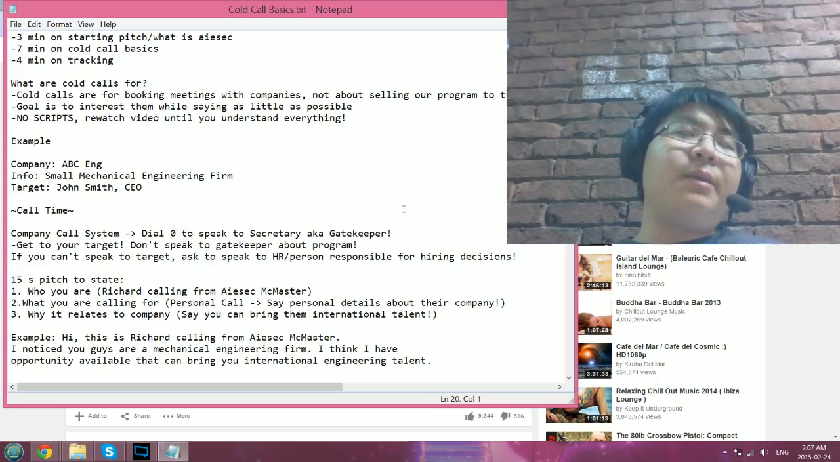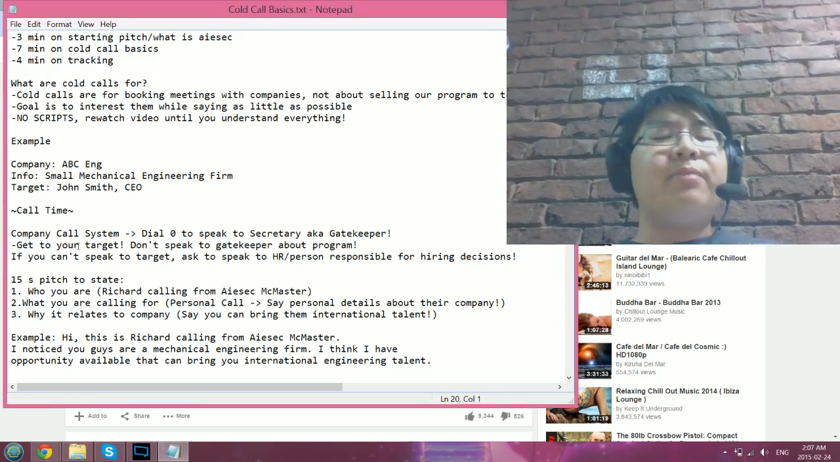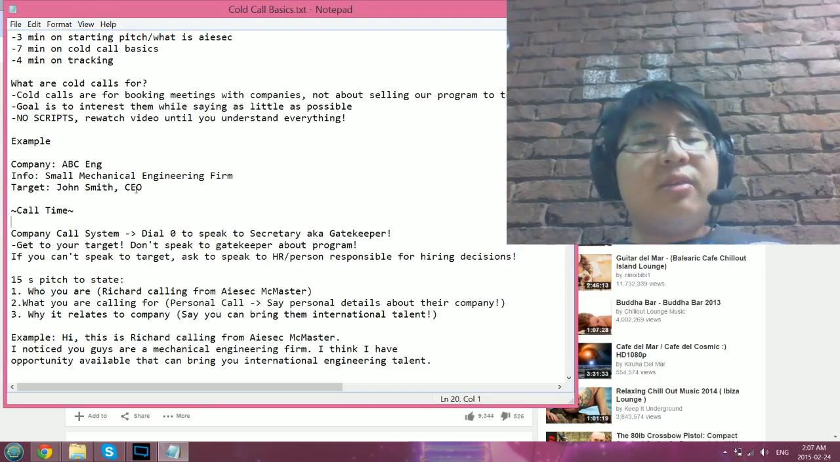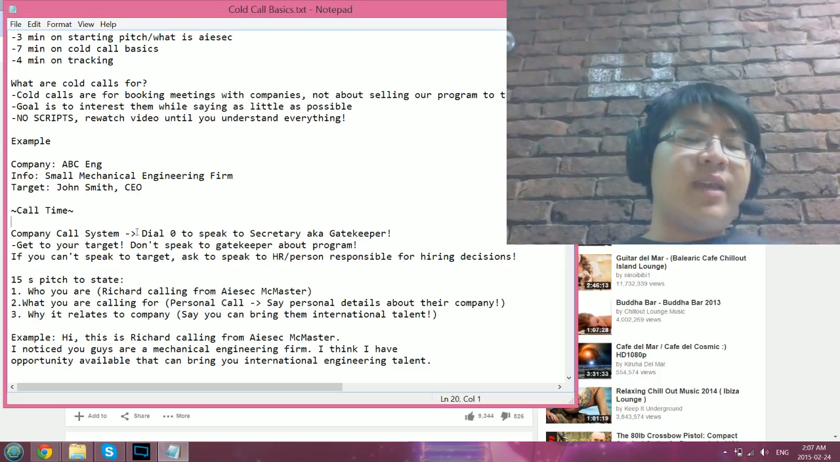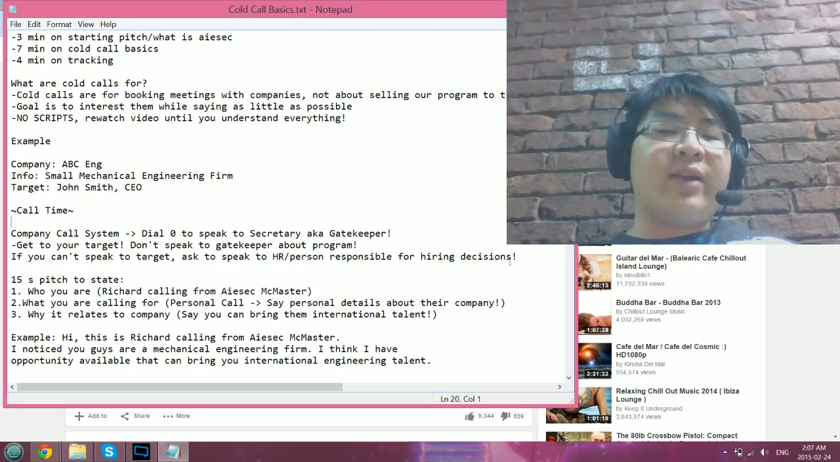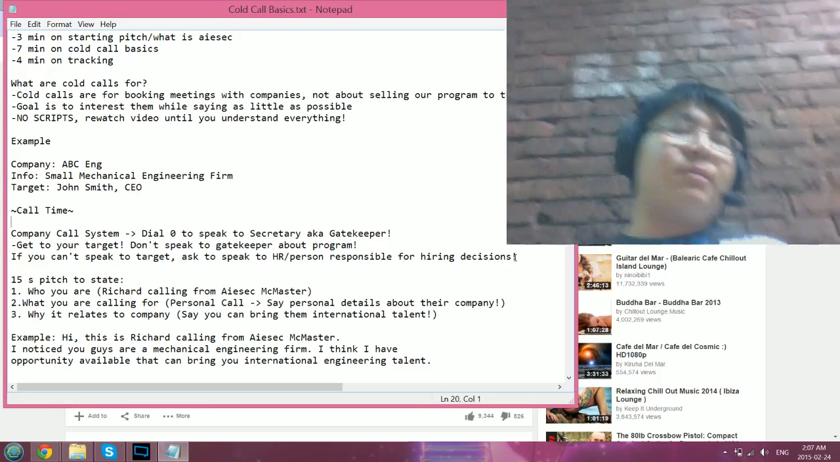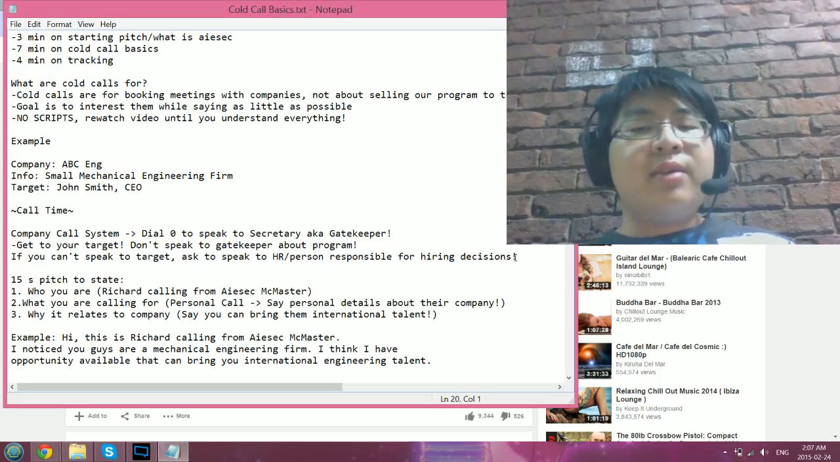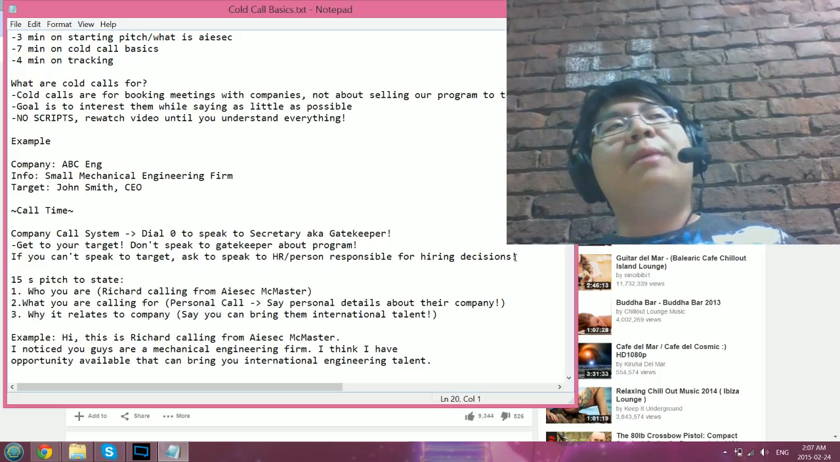Really, the gatekeeper just prevents you from speaking to the targets. But usually, if you just ask to speak to the target, they'll allow you to speak to him. So if I want to speak to John Smith, all I have to say is, "Hi, can I speak to John Smith?" And that's really it. If you can't speak to John Smith, just speak to HR, or the person responsible for hiring decisions. If they ask you about the purpose of the call, just say you're calling from the university that you're from, and you just want to talk about a program you have to offer.